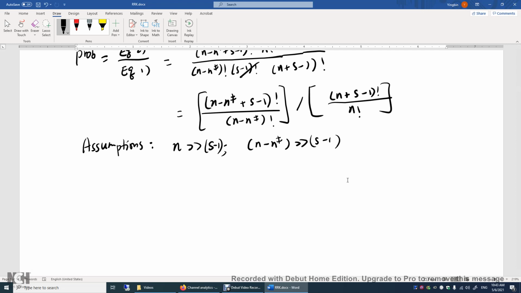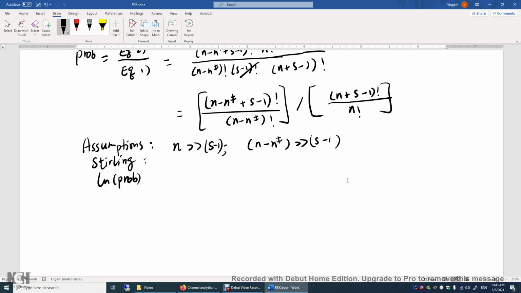And then I will actually take the logarithm of the probability. All right, the logarithm of the probability. And then we'll also use the Stirling approximation to estimate the logarithm of the probability.